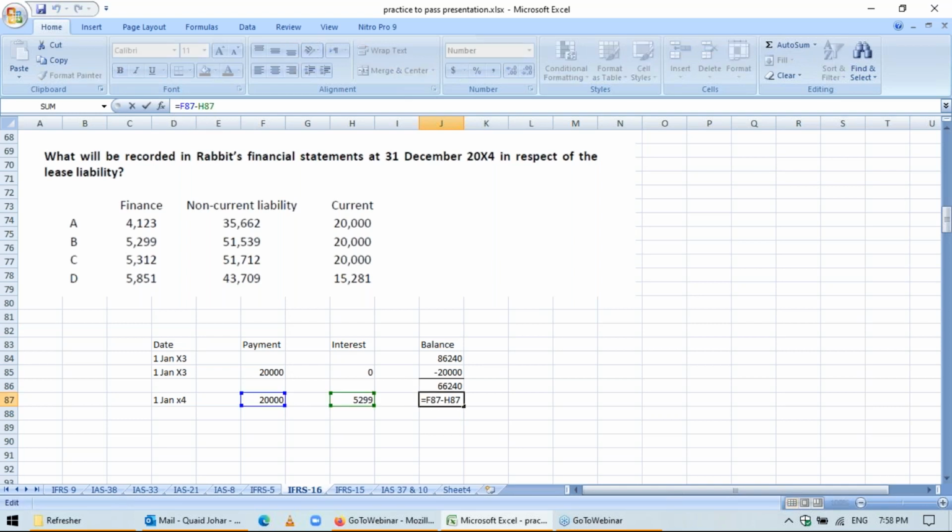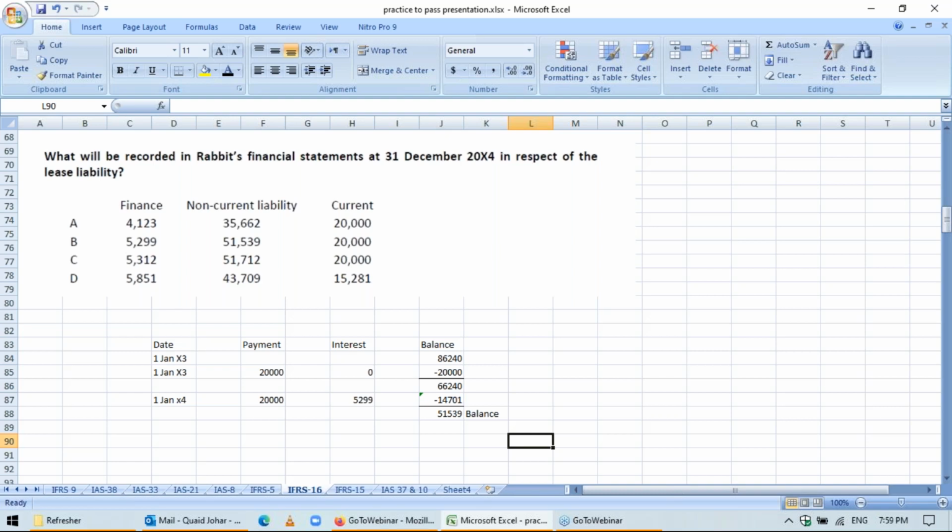So if we deduct this amount from the principal amount, the amount left behind is 66,240 minus 14,701. So this is the balance to be reported by the end of 31st December 2004, 51,539.